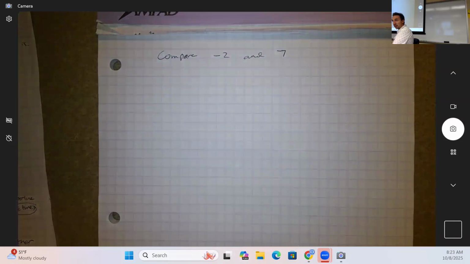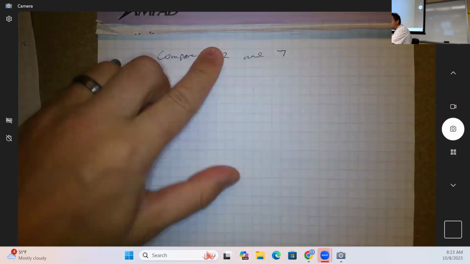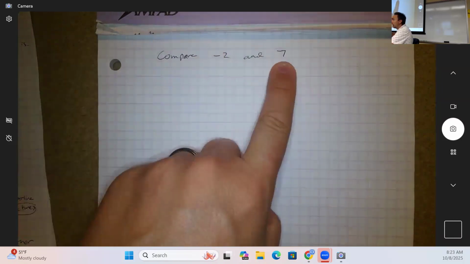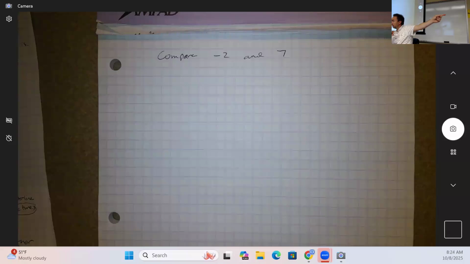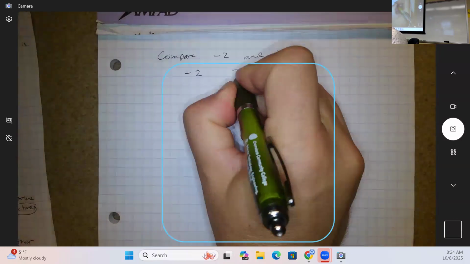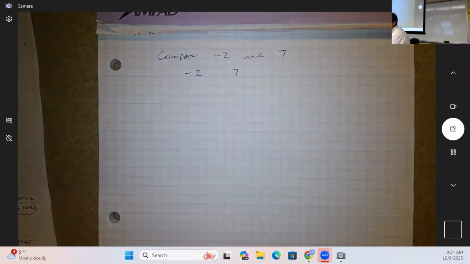It has nothing to do with the size of the number just by itself. It happens that 7 is also a larger number than 2, but the key is that 7 is to the right on the number line from your perspective. So I could write this as the -2 first and the 7 later. Which way would that symbol open? Toward which number? It would open towards the 7 because the 7 is greater than -2.